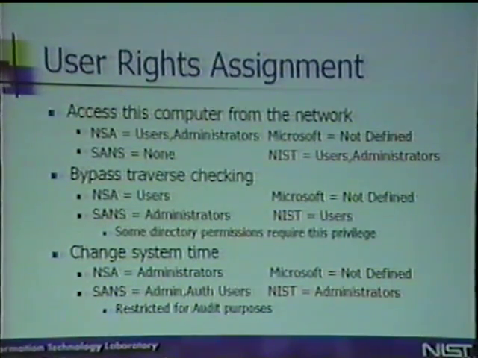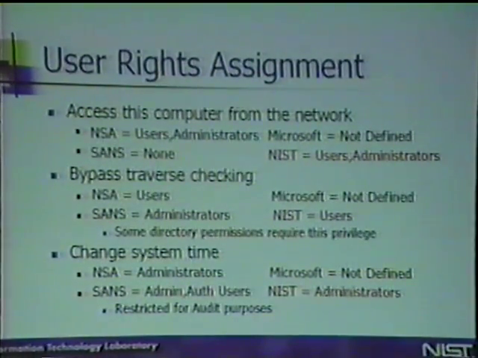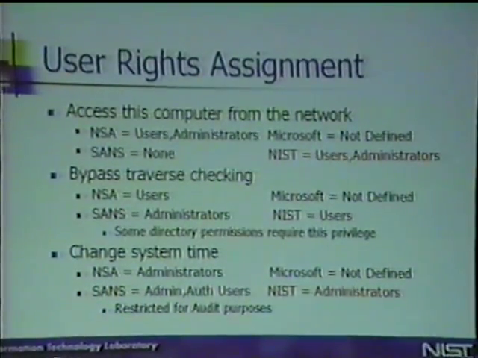Bypass traverse checking. Some of our security settings for the files within the system require that a user can bypass traverse checking. So we don't allow them into a directory above a setting, but they are allowed into some things below that directory. So we need to make sure that the user can get through that directory to the directory that they actually require access to.